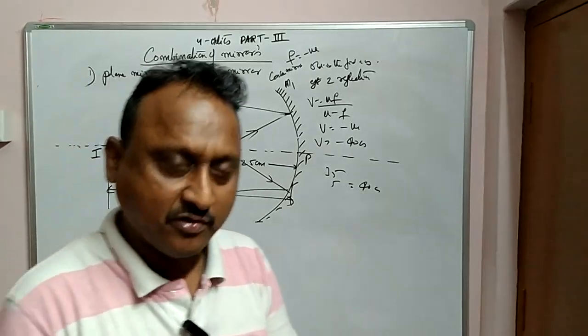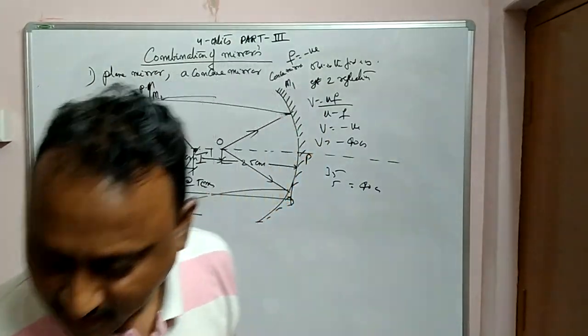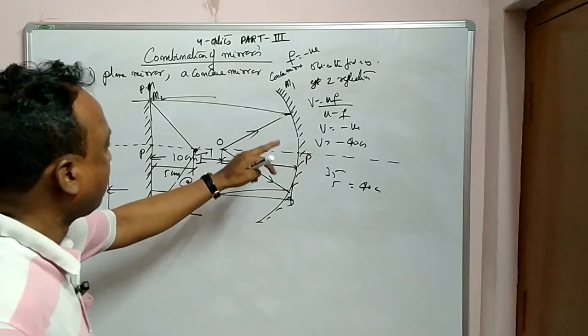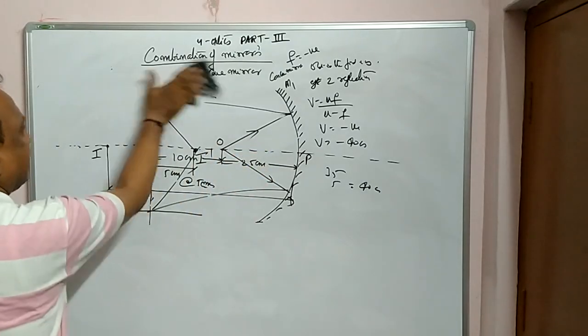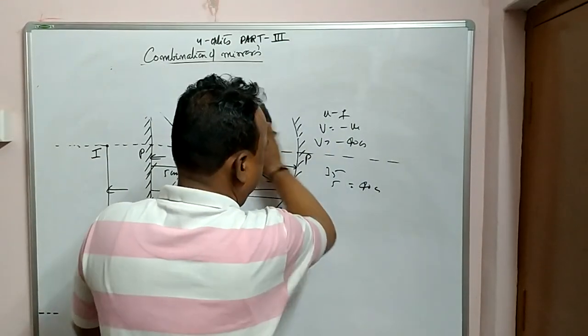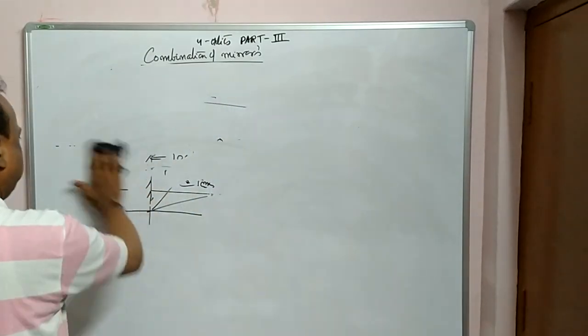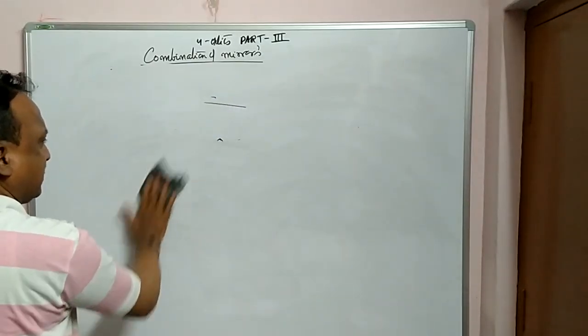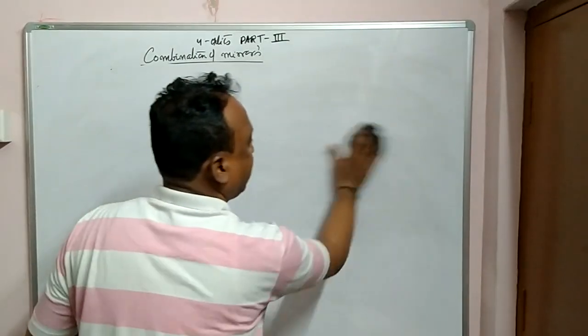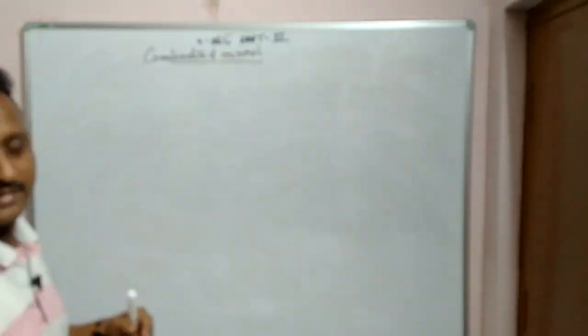So this is how you have to calculate in the combination of mirrors, in the case of plane and concave. Let us go to the next one. See, I have not taken any values. I am explaining because of lack of time. Okay, just rough values I have taken. I am telling you how the image is formed, in what fashion.